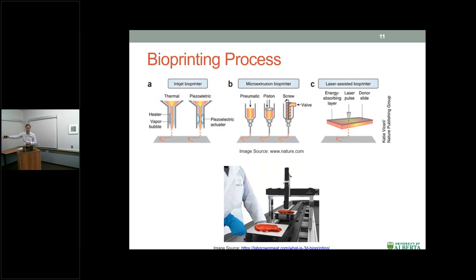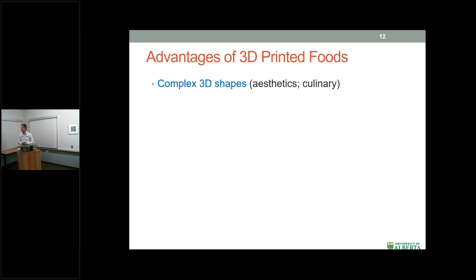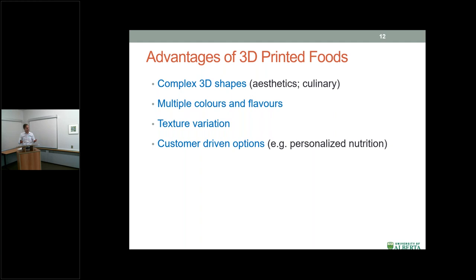So the advantage of 3D food printing: complex shapes, very similar to the slide we had previously. So for food, that really goes into the aesthetics or culinary side, or specialty confectionaries, specialty bakery, multiple colors and flavors, texture variation, customer-driven options. So a lot of the interest in 3D food printing now is about personalized nutrition.